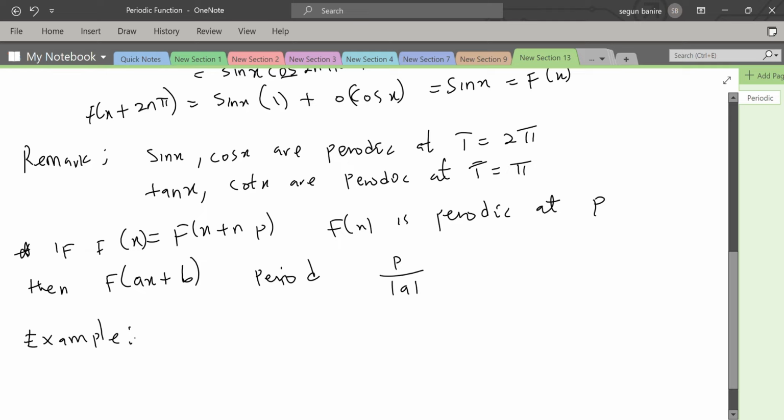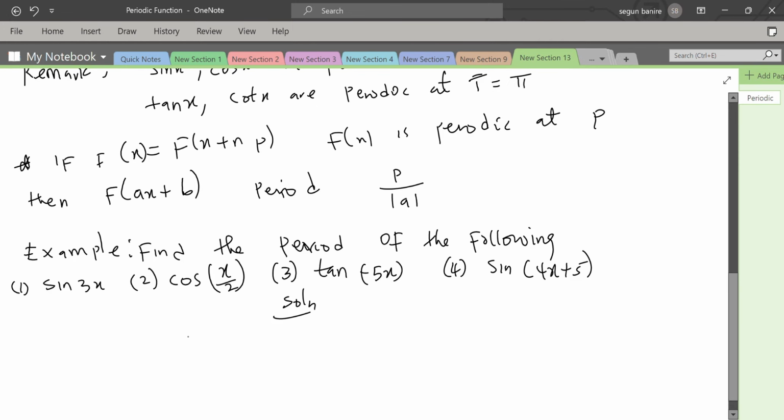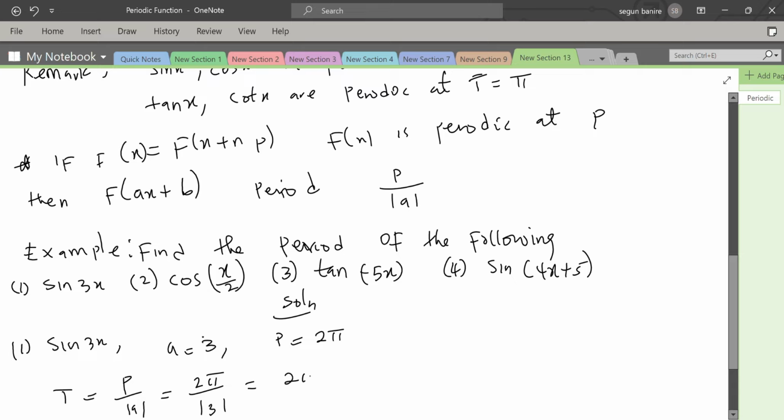So let's do an example. Find the period. Alright, so for question 1, let's find the period of this. What you need is the coefficient of x, which is a. You just need the coefficient of x, which is 3. Then the period of the sine function is 2 pi. So to get the period, it is p over the absolute value of a. So that will be 2 pi over the absolute value of 3, which is the same thing as 2 pi over 3. So that is the period.